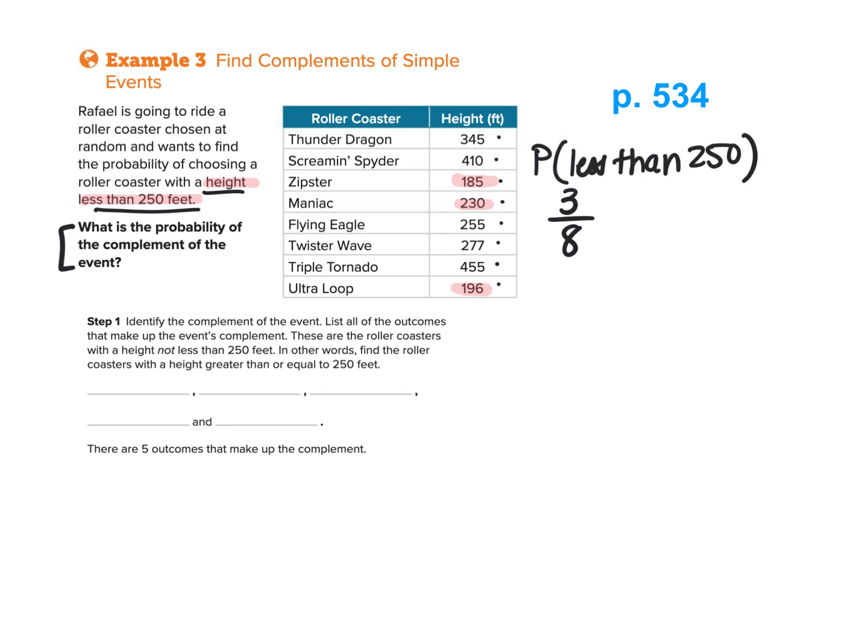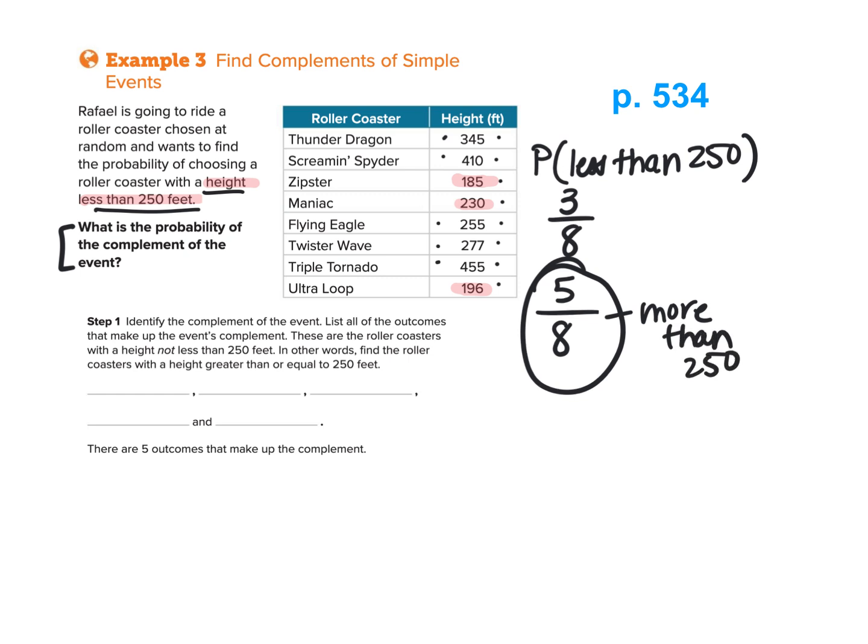Now, that's not what the question asked, though. It wants the complement of that. Well, the complement is everything else, so that's everything that's left. So there's 1, 2, 3, 4, 5 left. I could have just figured that out, too. That would be the probability of the complement of the event. So these would be all ones that are more than 250 then. So that would be my solution.